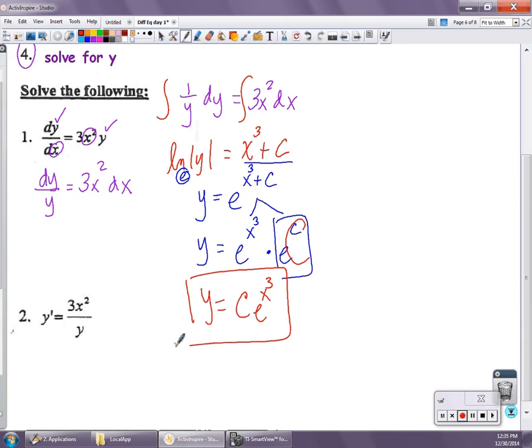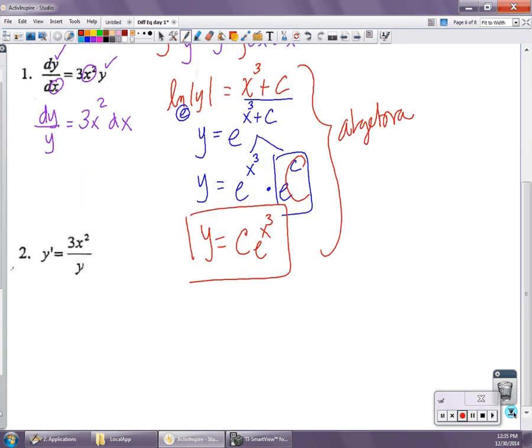Okay, so study that algebra from here to here. Lots of algebra, and most of it is dealing with changing from exponent form, log form to exponent form, and using properties of exponents. All right, let's look at the next example.